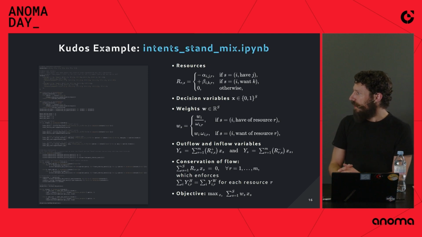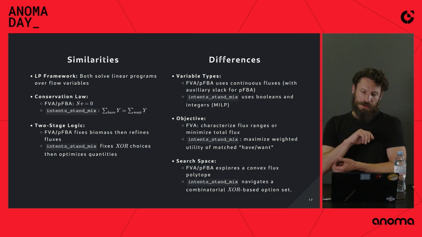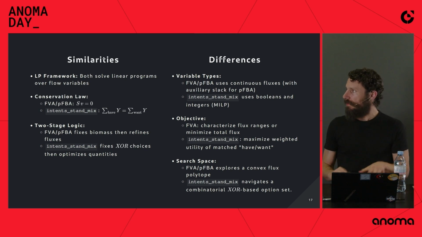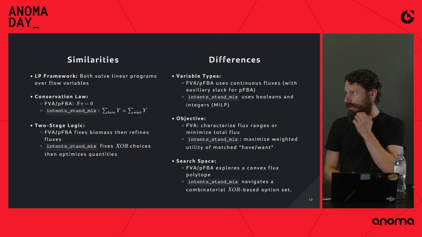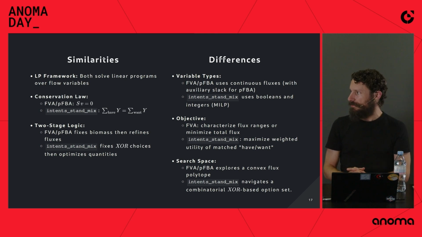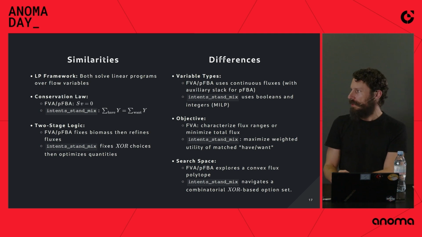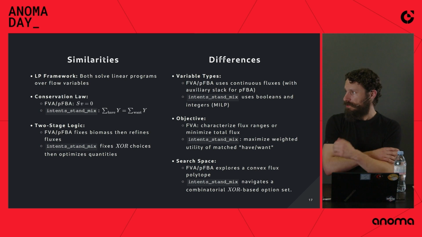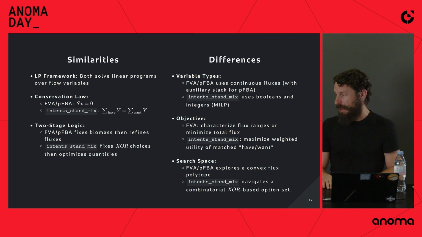And it is very similar in terms of the framework. Both optimize over flow. The conservation laws are again in place for both these cases. And then there's this two-stage logic with flux variability analysis and the parsimonious version thereof, where we first fix the biomass if that's our objective, and then we try to refine the other fluxes. Whereas in the intent case, there's actually this OR kind of logic. So we first fix those and then we optimize the quantities.